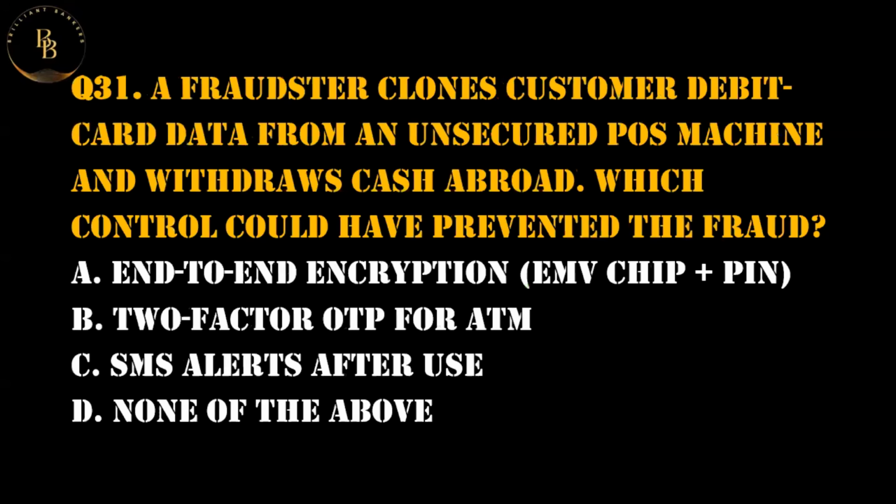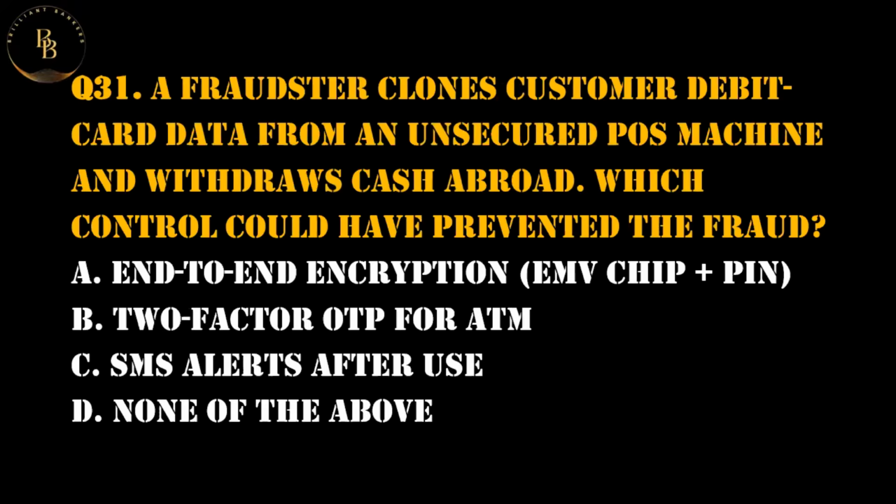Coming to question number 31. A fraudster clones customers' debit card data from an unsecured POS machine and withdraws cash abroad. Which control could have prevented the fraud? End-to-end encryption, that is an EMV chip and a PIN, two-factor OTP for ATM, SMS alerts after use, or none of the above.